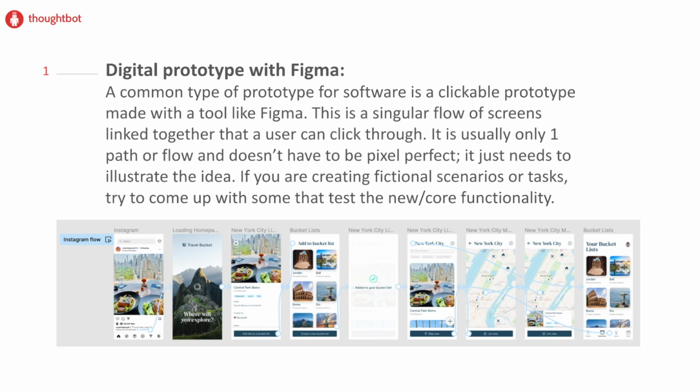It's usually only one path or flow, and it doesn't have to be pixel perfect. It just needs to illustrate the idea and the user experience that your solution is going to have. If you are creating fictional scenarios or tasks, which again we'll be going into tomorrow, try to come up with ones that test the new or the core functionality. Just to give an example here, for a travel bucket, we're not going to need to test a login flow because login flows are common for most users. So there's no need to prototype that. We'll be prototyping some of the core functionality that we'll identify in the next exercise.